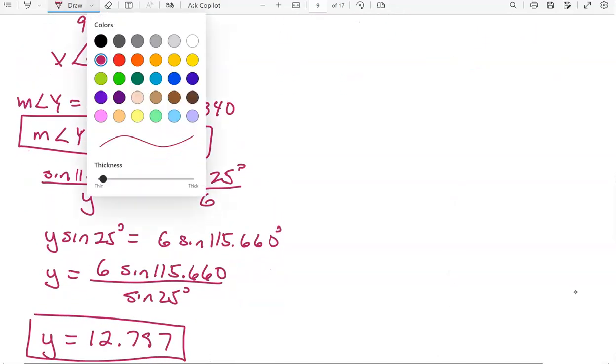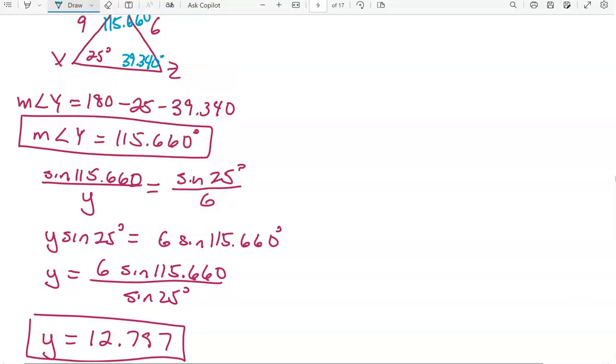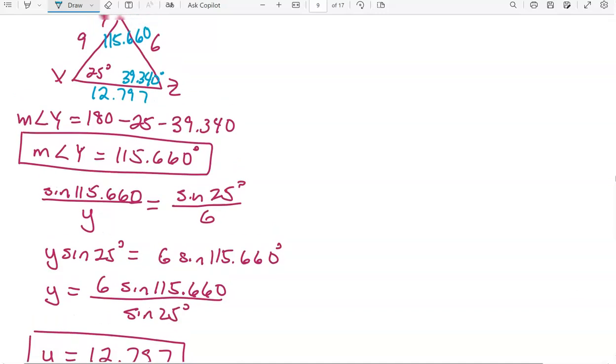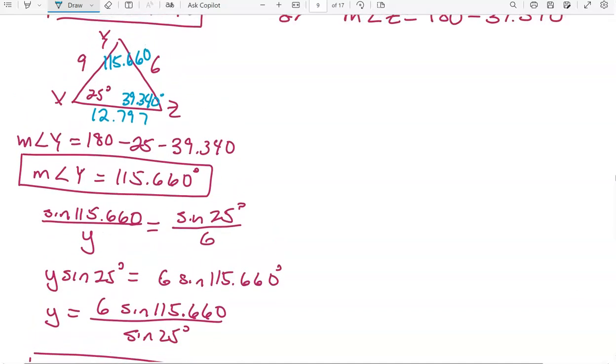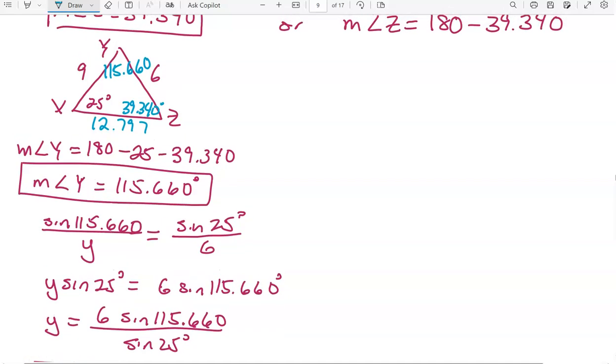Let me go ahead and put that last measure into our triangle, 12.797, and then I'm going to investigate that for sense making. Our largest side, 12.797, is opposite our largest angle, 115.660. Smallest angle, 25, is opposite the smallest side of 6. So seems pretty reasonable. All right, let's go and figure out what our second solution is.